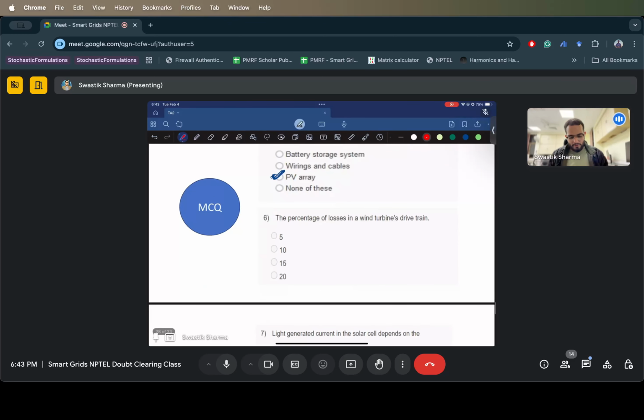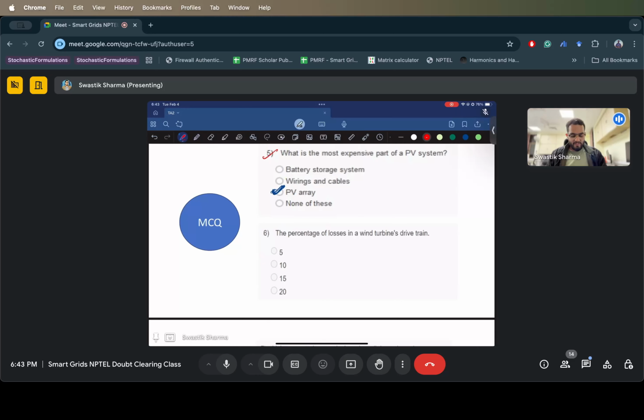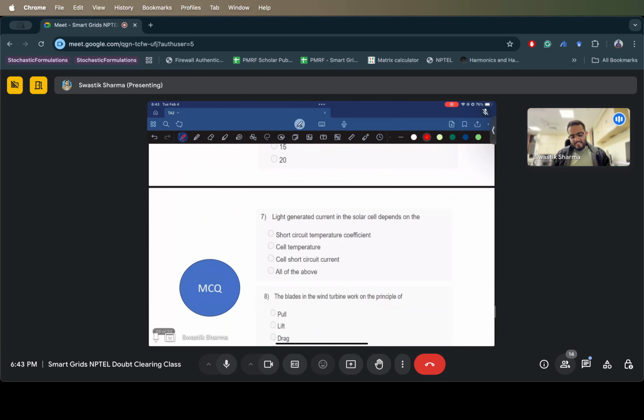So the percentage of losses in a wind turbine's drivetrain is what? Someone answered 10%. Yes, 10% is the correct answer. So next we have: the light generated current in the solar cell depends on what? Short circuit temperature coefficient, cell temperature, cell short circuit current, or all of the above. What is the correct answer?